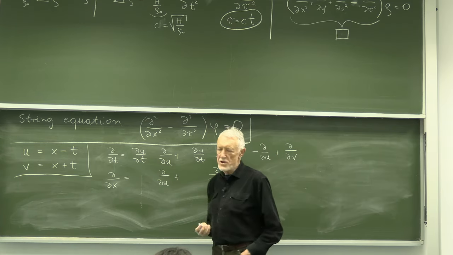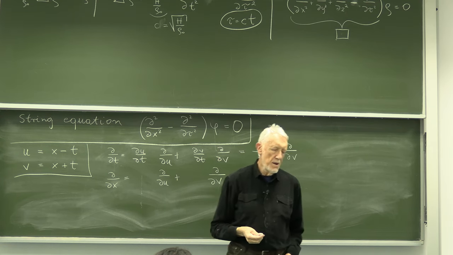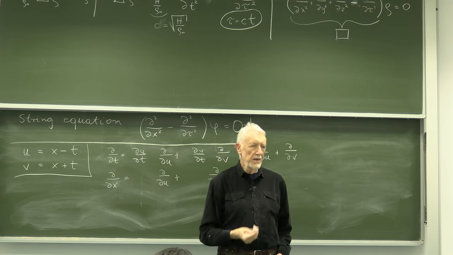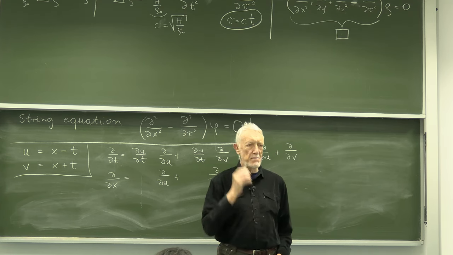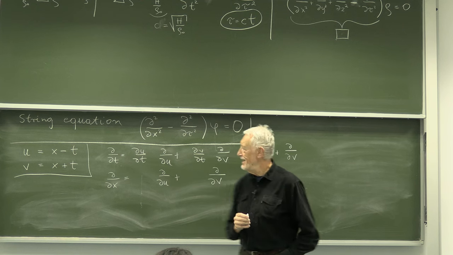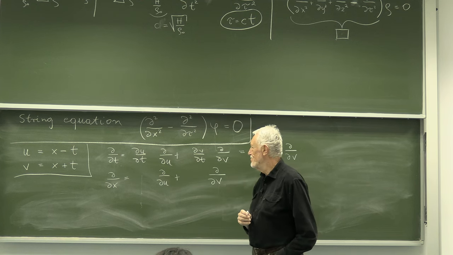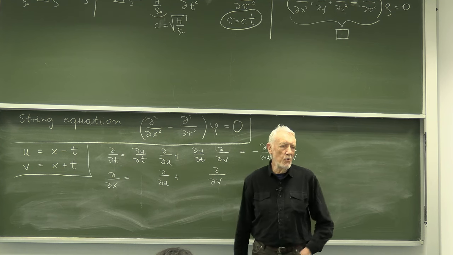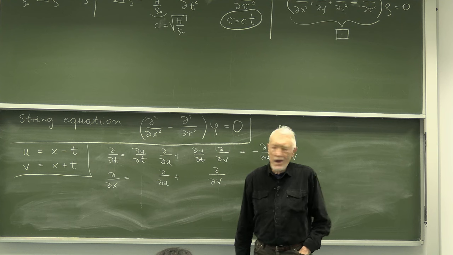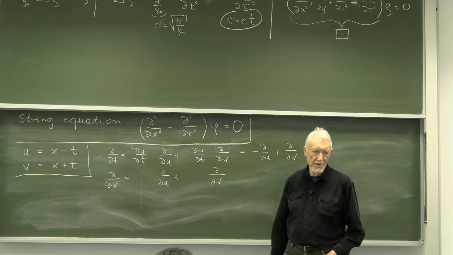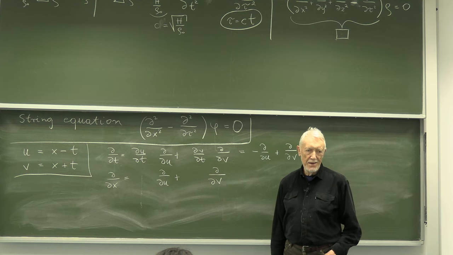You see, in differential geometry, d over d something is a vector. This is the best definition of a vector. This formula should be obvious for everybody.